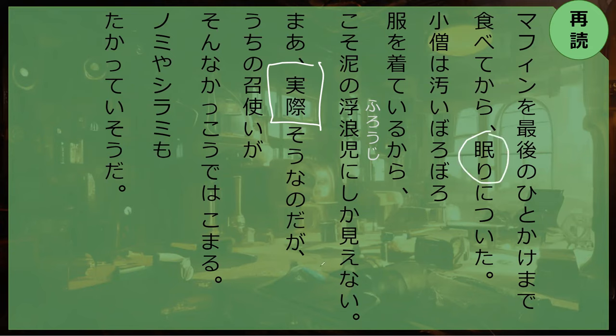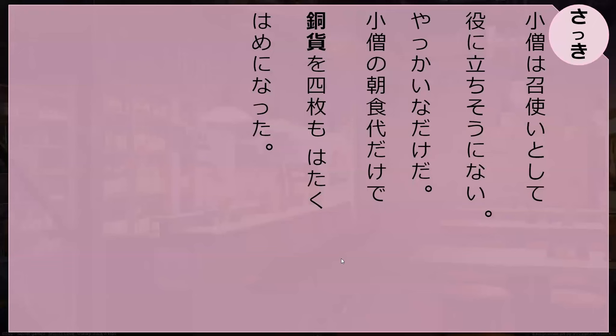And how do you say sleep? No, it's not nemu. It's nemuri. Right. You know how to say coins in Japanese? Like copper coins? Okay, I'll go back to that later. It's douka. Douka. Right.